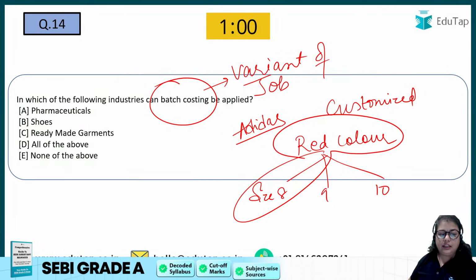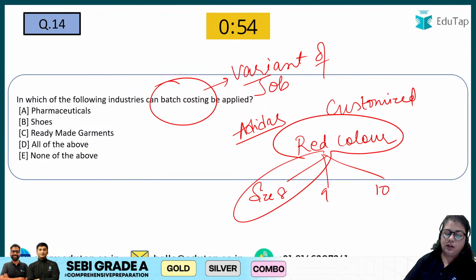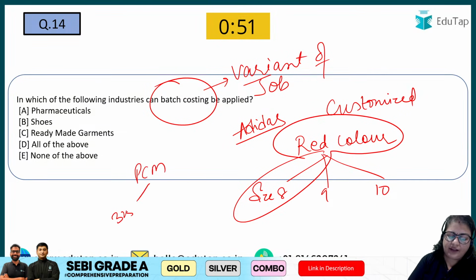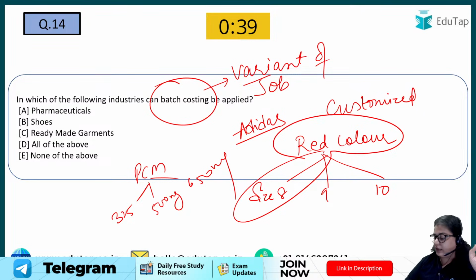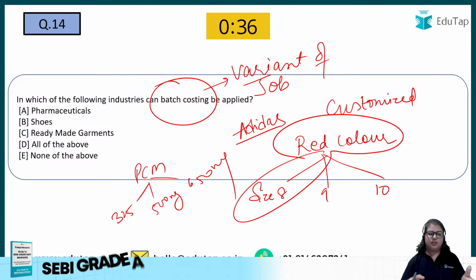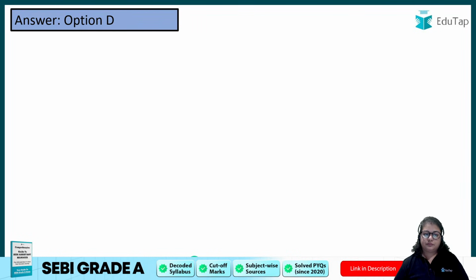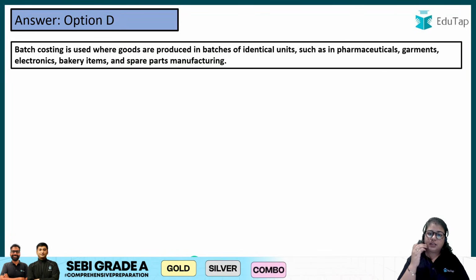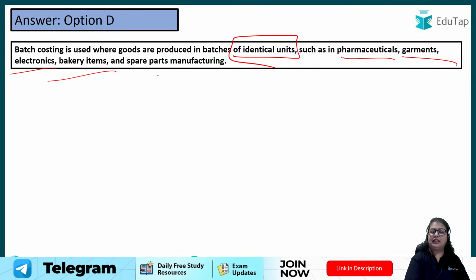Can we use it in pharmaceuticals? Yes, for example, if I want to make paracetamol, 325 mg will have one batch, 500 mg will have one batch, 650 mg will have one batch. So yes, we can use batch costing in pharmaceuticals, also in shoes, as I took the example. Similarly for ready-made garments also, I can make different batches of different sizes. So yes, answer is D, all of the above. Batch costing is used where the production is of identical units, such as in pharmaceuticals, garments, electronics, bakery, spare parts.